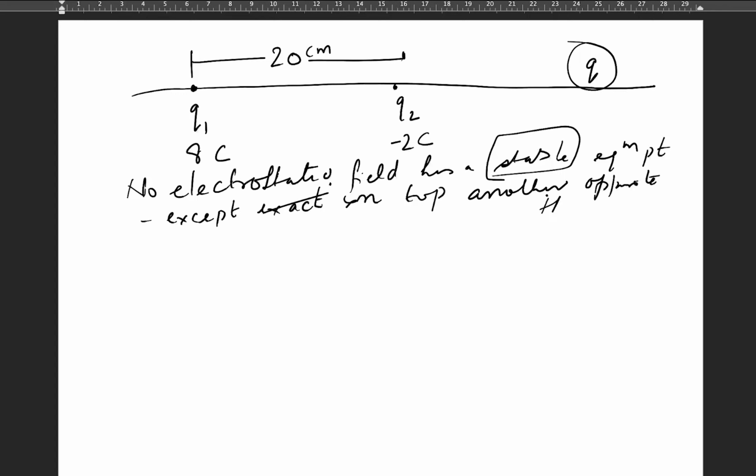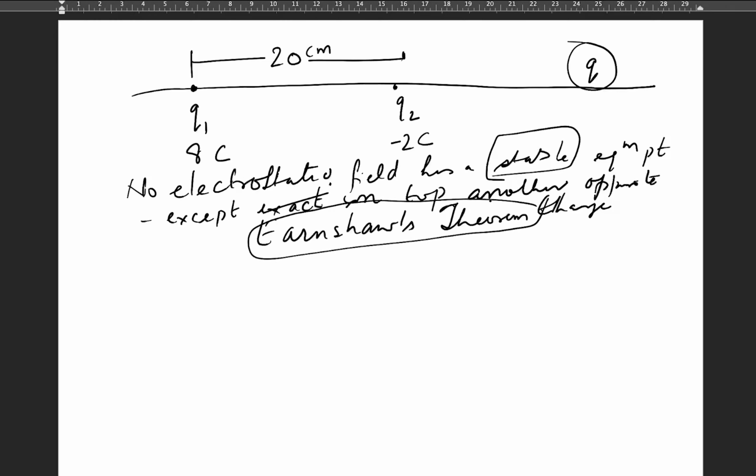And this is a theorem which is known as Earnshaw's theorem. We will prove it after we study Gauss law, why there is no stable equilibrium point in an electrostatic field. However, let us now solve this problem. So we want to see whether the point is going to lie between these two charges or not.